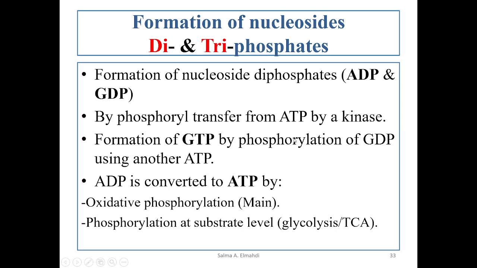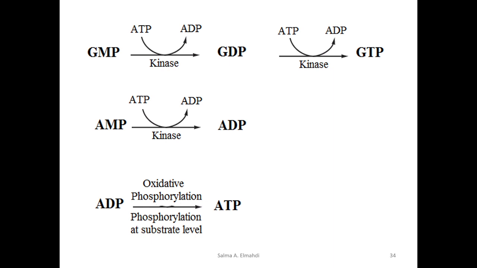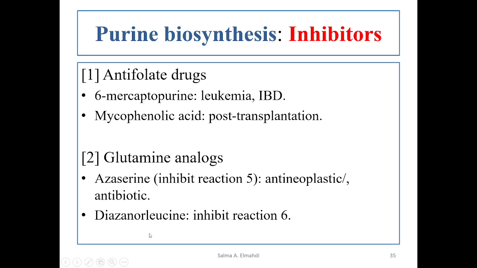So if you want to have nucleoside diphosphates or nucleoside triphosphates, you just employ the action of kinases. For example, from GMP to GDP by a kinase, from GDP to GTP, guanosine triphosphate, by another kinase. ATP can either be formed from ADP by oxidative phosphorylation, as you know, or by phosphorylation at substrate level.